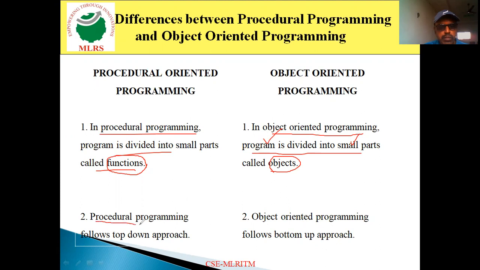And come to the next one, that is, procedural programming follows a top-down approach. That indicates in procedure-oriented programming, the main function is placed on top of the program. So basically, the program starts the execution from the main function onwards. It starts the execution from the top side of the program, then it executes line by line, statement by statement. That indicates it is going down statement by statement, which indicates that procedural programming follows the top-down approach.